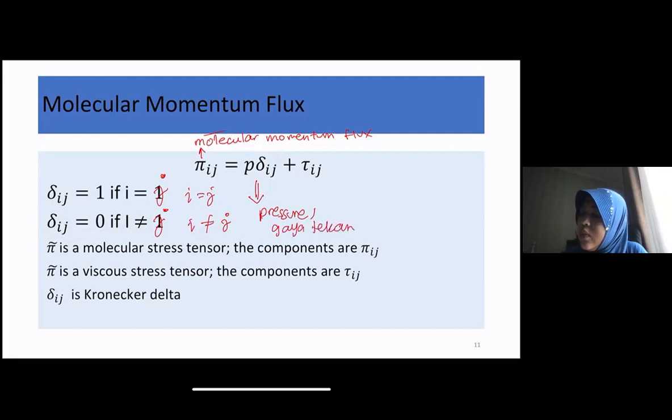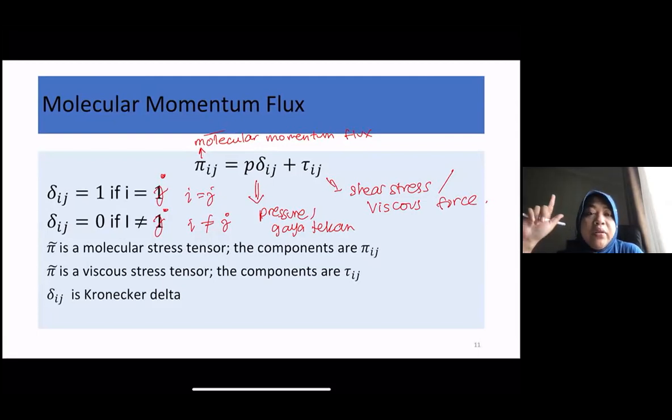Okay, and this one, τij, is the stress, or the shear stress. So this one is the shear stress, or we call it the viscous force. Okay, so that is the concept of momentum flux. Molecular momentum flux is actually based on the pressure and also the shear stress. So this is formula number 1, the concept number 1 about molecular momentum flux.